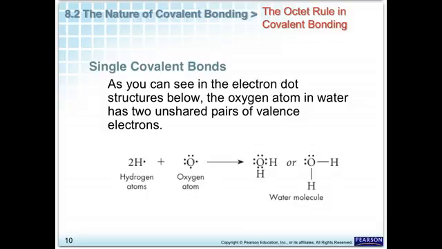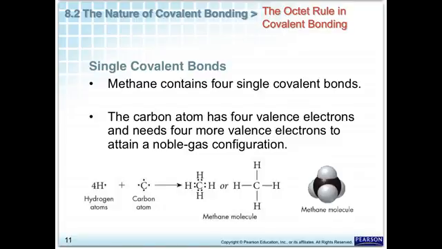Water is another example of a covalent molecule that has single covalent bonds, bringing in two hydrogen atoms and an oxygen atom. Each hydrogen and the oxygen share one pair, so that makes two single covalent bonds. Another example is methane, where we use carbon with 4 valence electrons, so it needs 4 more to achieve that octet, and so we bring in 4 hydrogen atoms, each one sharing a pair of electrons with carbon, making a carbon in the center with 4 hydrogens around it.